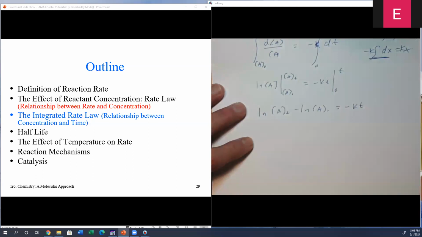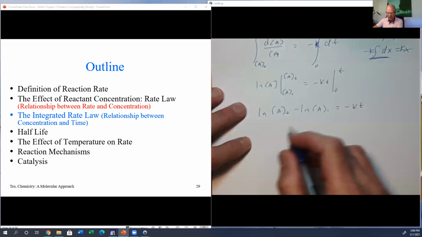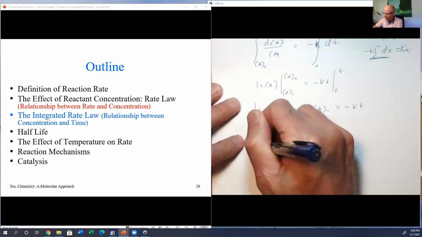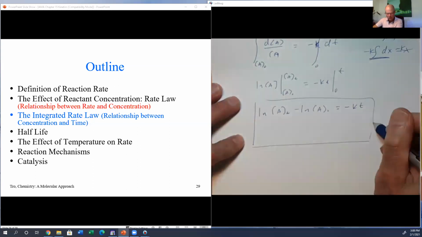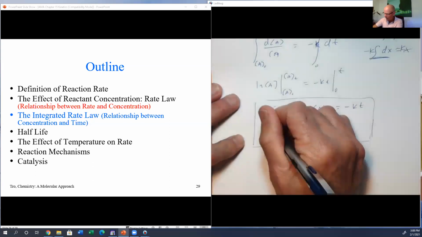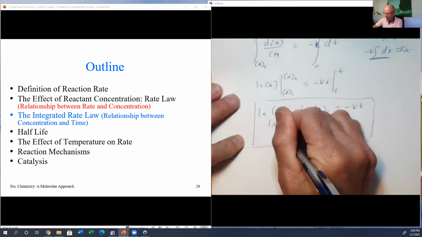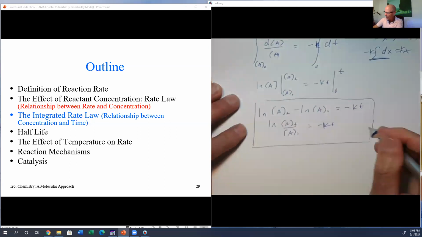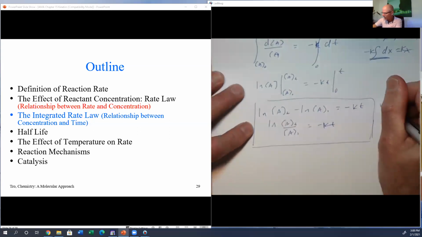Okay, so we get that equation. There's another form of it. I can also write that as the log of A at time t over A0 is equal to minus kt. And this is called the integrated rate law.